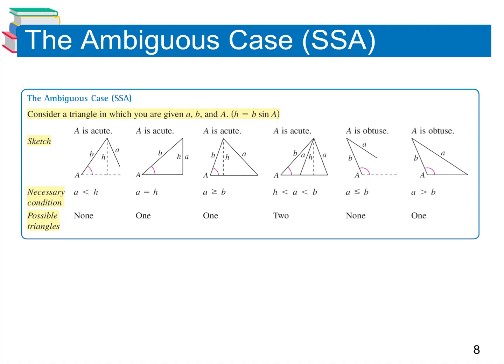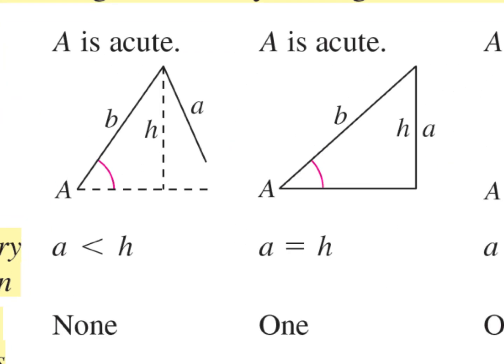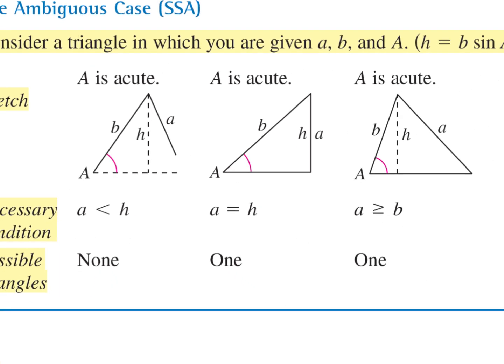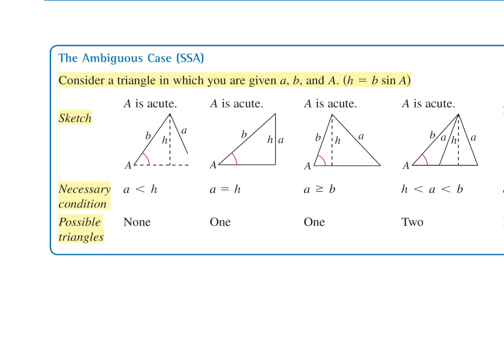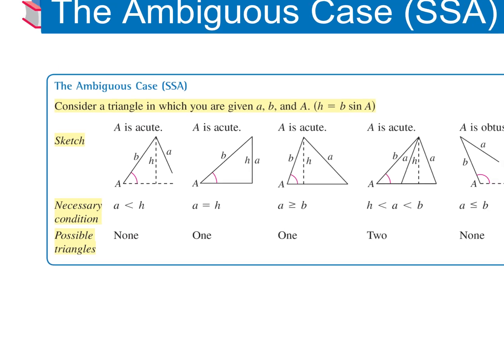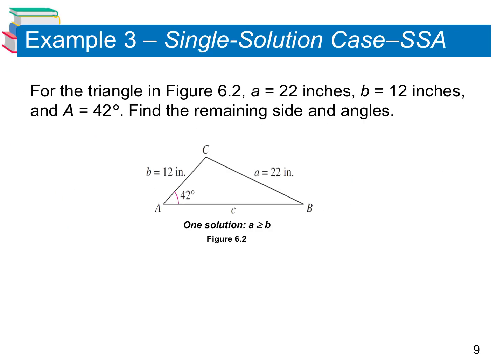This page kind of just describes what it looks like for the ambiguous case if we're given two sides and an angle. It could happen where the sides just aren't long enough, so we have no triangle. Could have two triangles. So we are going to do some examples. So in example 3, we're given two sides and an angle. So since this is side-side-angle, we need to check for two triangles.